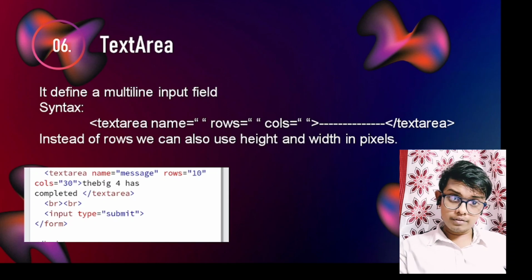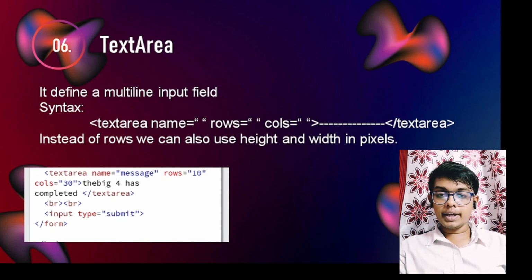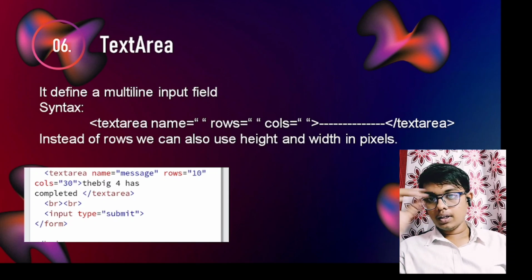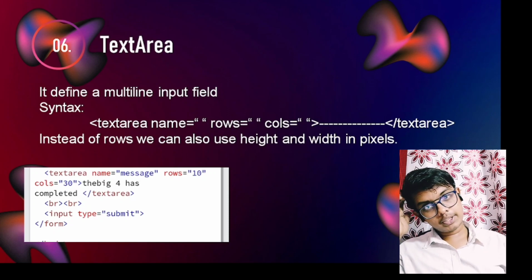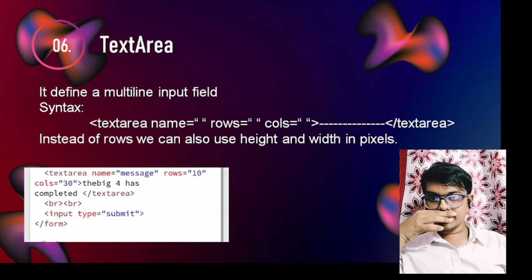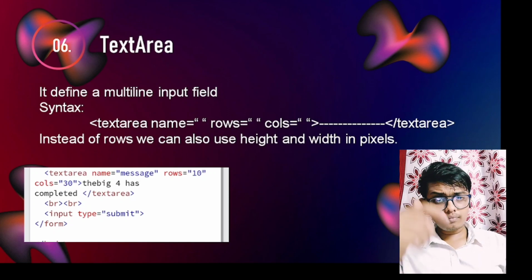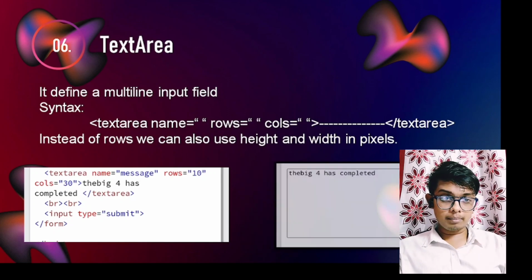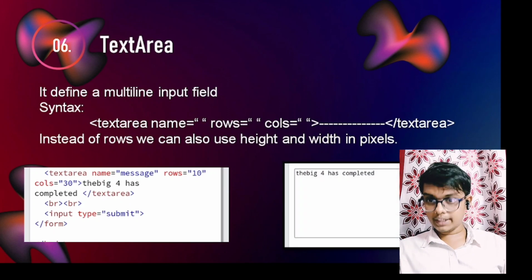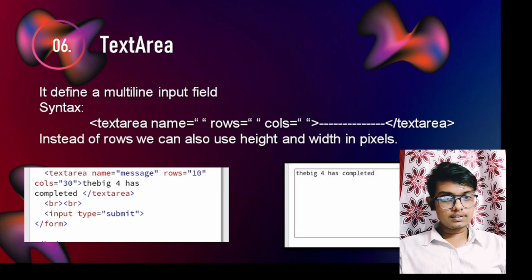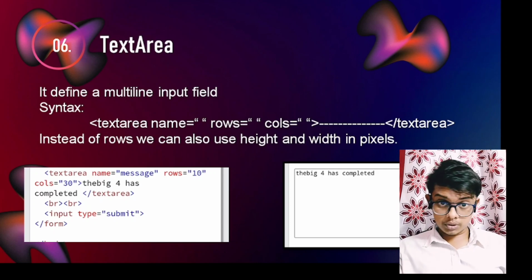Let's see an example. Here, in the text area, I am providing name equal to message, rows equal to 5, cols equal to 30. Before it, I am displaying a message like this, providing two lines of space with BR. First let's see how the text area works. The output will look like this. The text I provided is displayed and a text area has been produced. So this is how text area works.